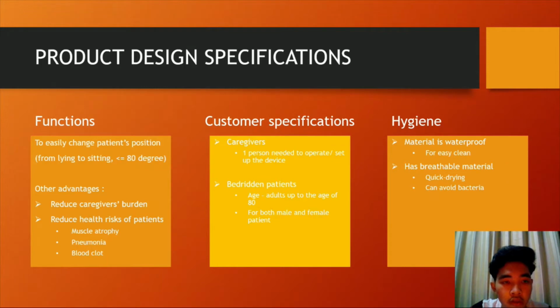Today, I'm going to share with you guys the product design specification of our device. Firstly, we go to the function. The function of our device is to easily change patient position from lying to sitting, less than or equal to 30 degrees. So basically, this device just covers the upper body of the patient, from hips to the head.